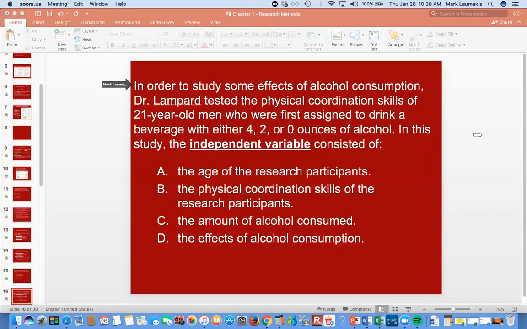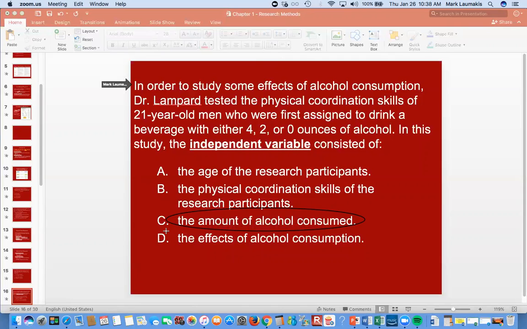Okay, I see most people are choosing C. Tell me in your own words, why is the amount of alcohol consumed here the independent variable? That's the correct answer. It's the only thing changing: 4, 2, and 0. It's the one being manipulated. I like the way Maria said that, right? And Matthew saying it's being controlled by the experimenter.